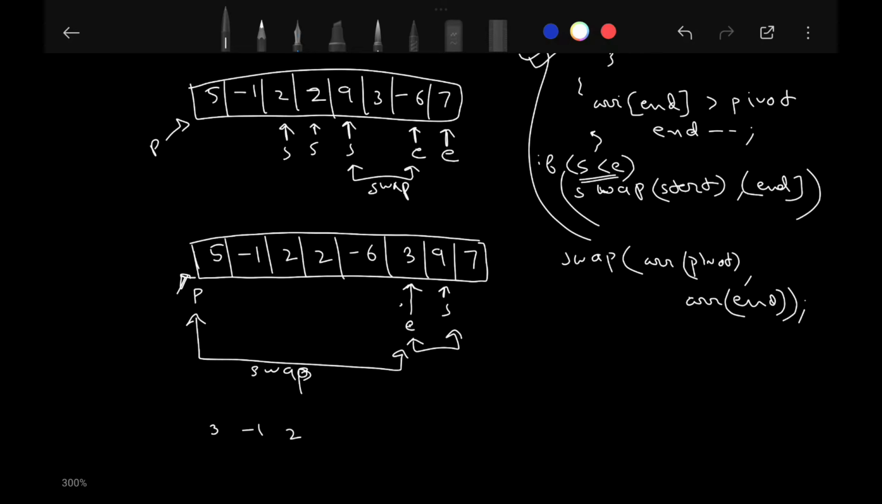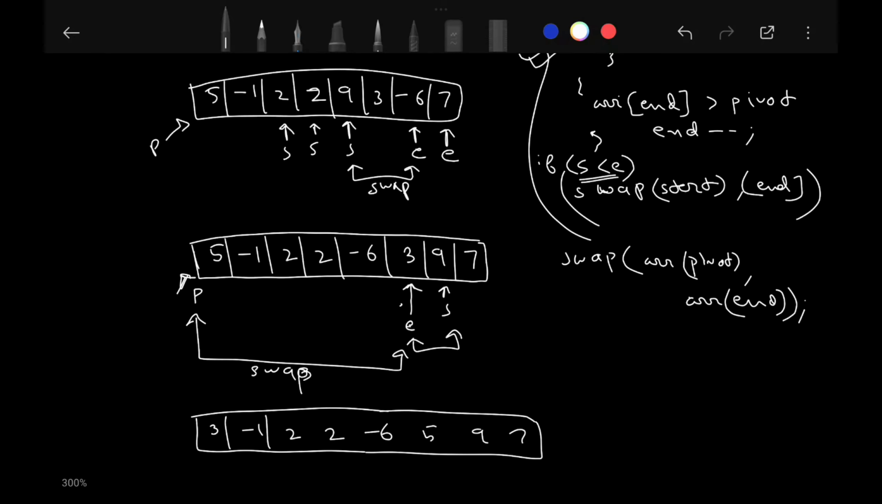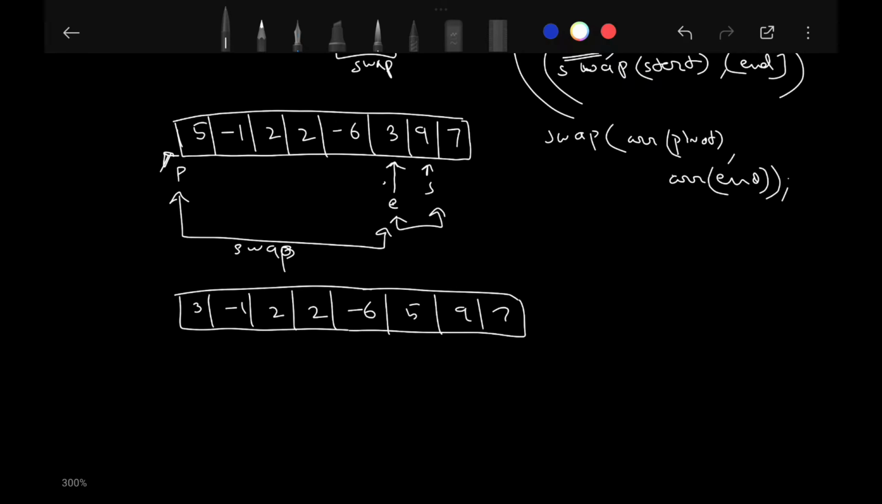3 minus 1, 2, 2 minus 6, 5 swapped, 9 and 7. And after the swapping, you can check that the element that we considered the pivot is now placed in its correct position. That is 5. All the elements that are to the right of 5 are greater than 5, and all the elements that are to the left of 5 are smaller than 5.